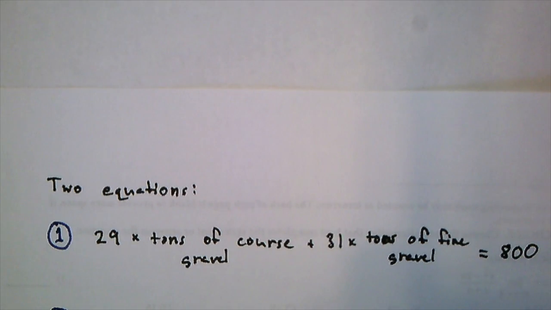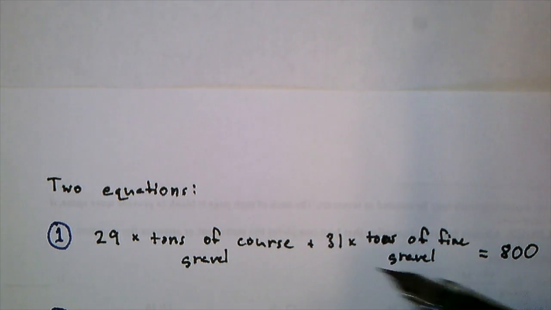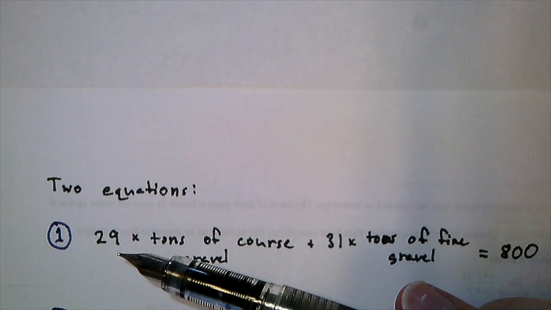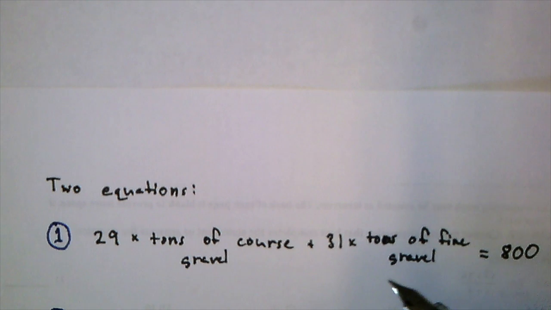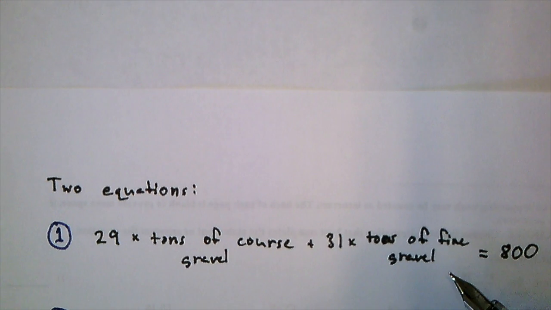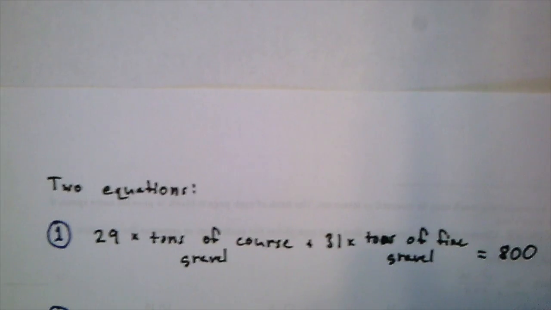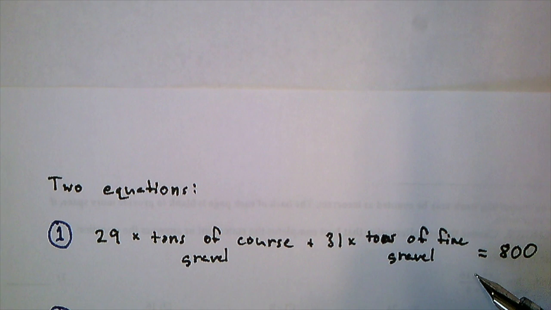This problem is going to lead to 2 equations. The first equation comes from the cost of gravel and the total amount of money that we have available. The total cost of our purchase is going to be $29 times the tons of coarse gravel that we buy, plus $31 times the tons of fine gravel that we buy. This total amount should be equal to the amount of money that we have available, $800.